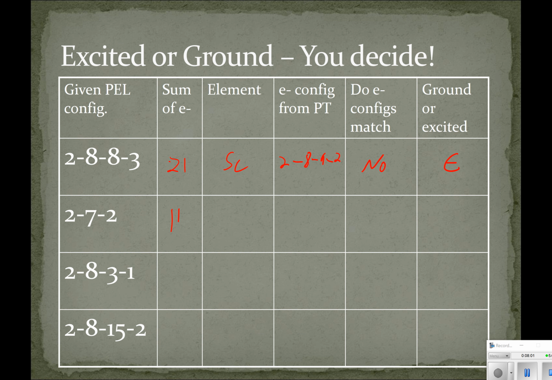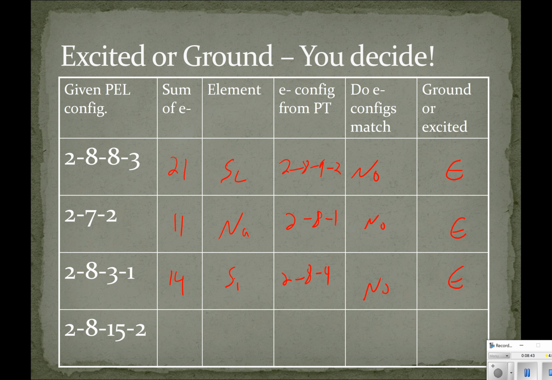This would be element sodium. And the configuration from the periodic table is 2, 8, 1. These configurations do not match. Therefore, this has to be an excited state. For the next one, we tally these up. We get a total number of 14. This would be silicon. And the configuration from the table would be 2, 8, 4. So the totals match, but the configurations do not match.